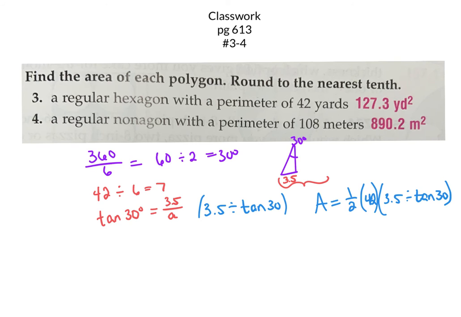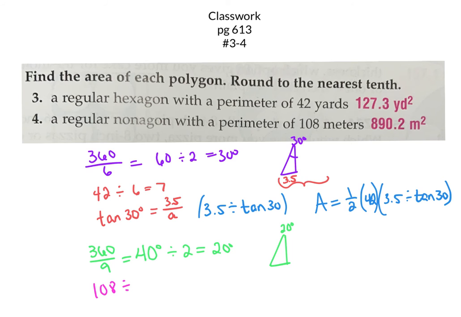Second one, how many sides does a nonagon have? 9. So I have 360 divided by 9, which gives me what type of angle? Oh, yeah, I got that. And then divide that by 2, so it's going to be 20, right? So my triangle is going to look like this. I have a 20-degree angle here with 108 perimeter. I need to take that and I divide by what?